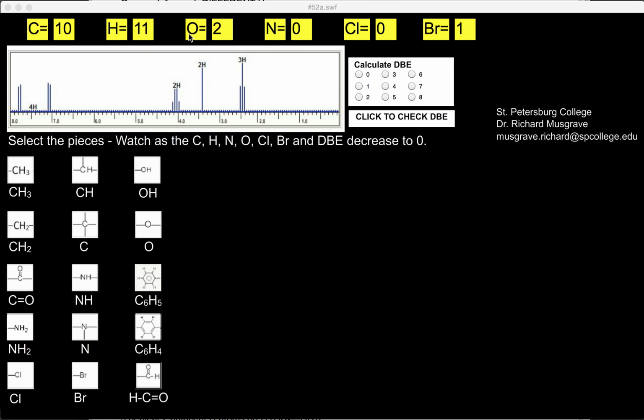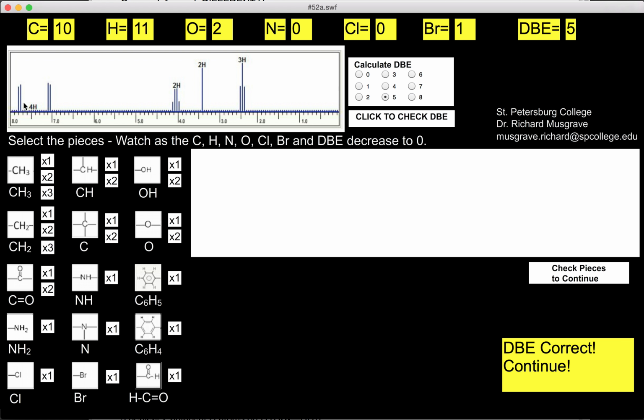This one is C10H11O2Br. This would have 5 double bond equivalents. We have a 4H in the aromatic region, that's going to be C6H4, two things connected to the aromatic ring. We'll have two CH2 groups and a CH3 group.